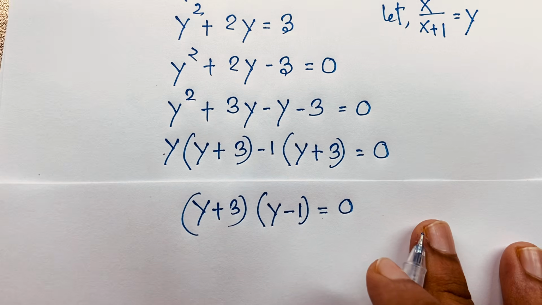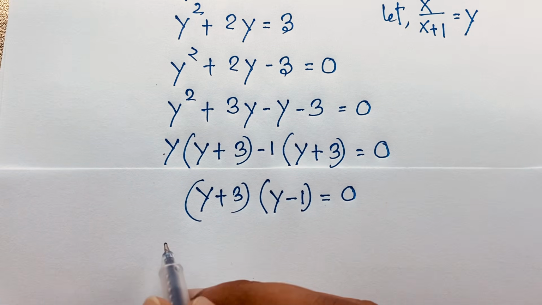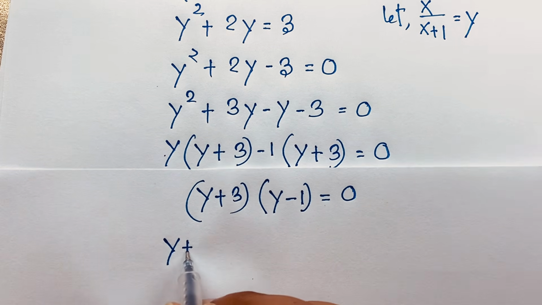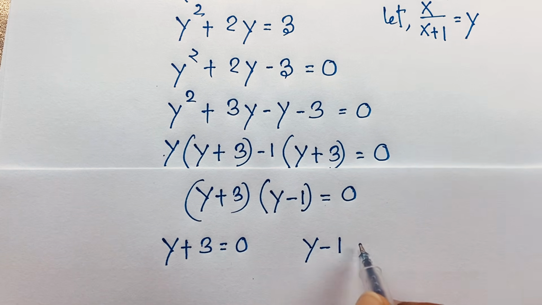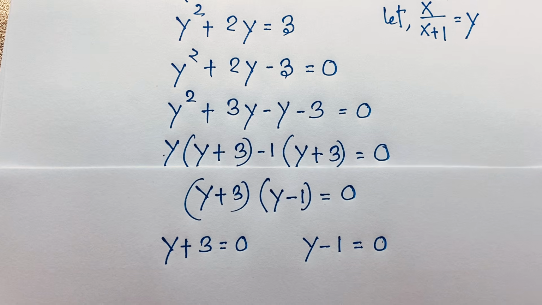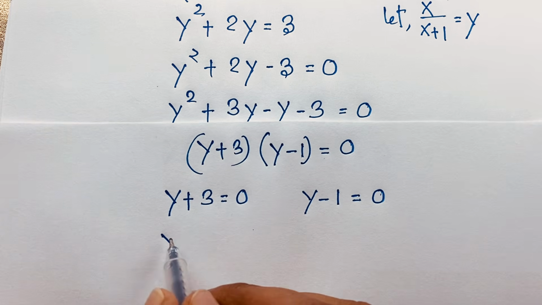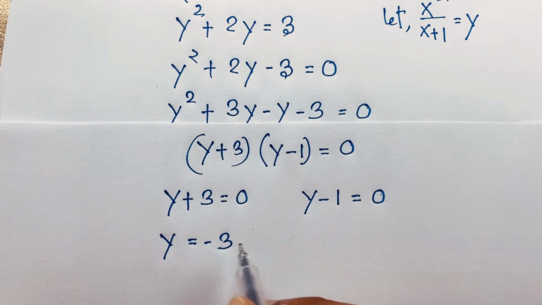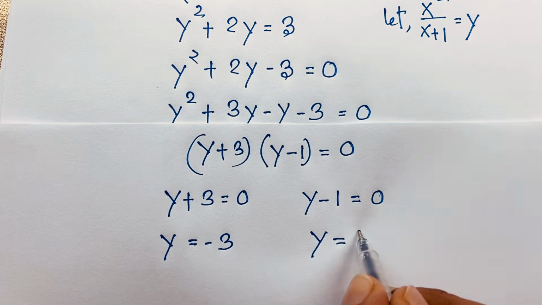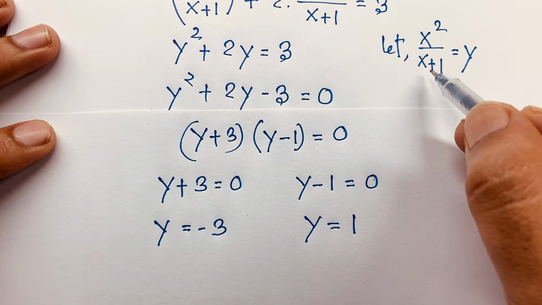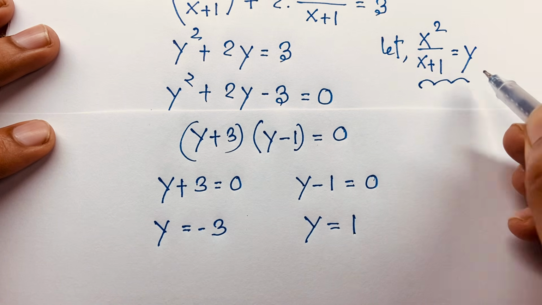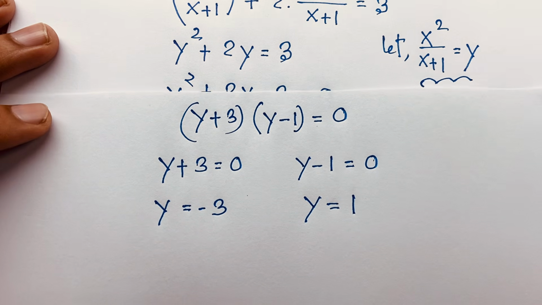Then we find here are two cases. The first case is y plus 3 is equal to 0, and the other case is y minus 1 is equal to 0. Then you can say y is equal to minus 3 and y is equal to plus 1. But remember that y is equal to x square over x plus 1. I substitute this below here, because our target is x. What is x?